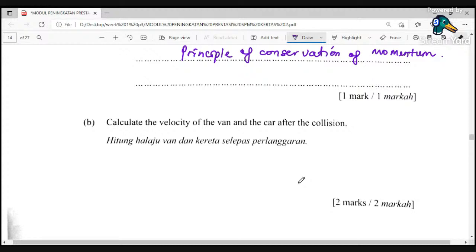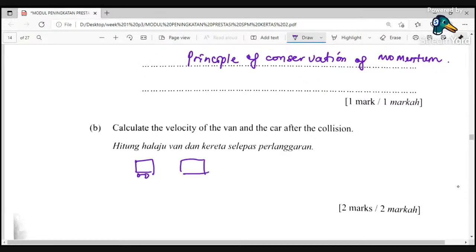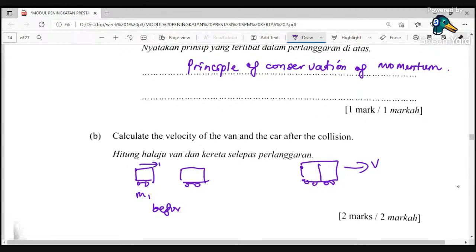Calculate velocity of the van and the car after collision. Okay, so the car and the van. This is before collide, after. Stick or stuck, move together, common velocity. M1, U1, M2, U2. Okay, so M1, M2.